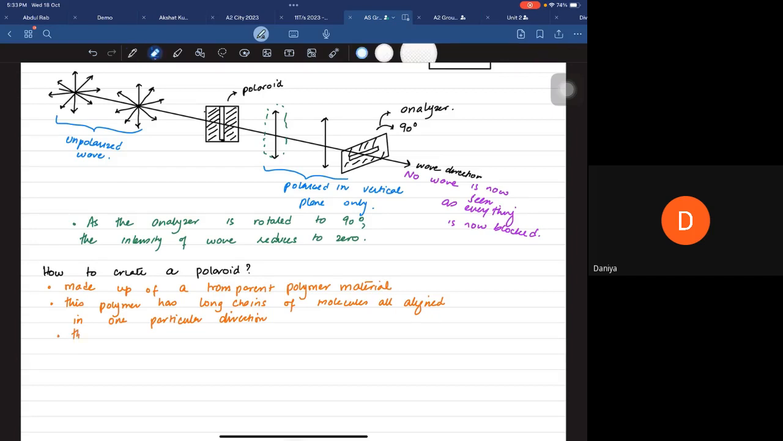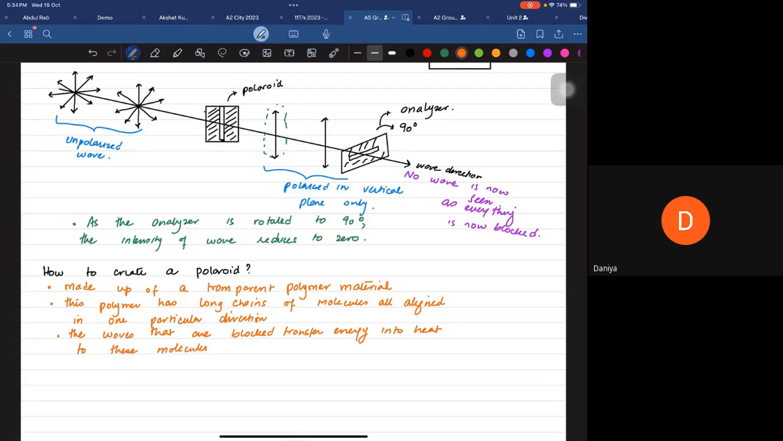Now, obviously, it follows conservation of energy. So you would ask, what happens to the blocked waves? The waves that are blocked transfer energy into heat in these molecules. This is where the energy of the waves goes when they're blocked. Get it? Ouch, ouch, ouch.